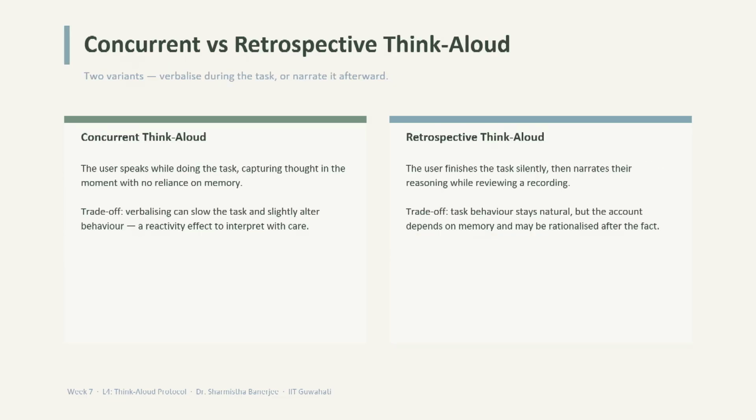So we can do think aloud concurrent as well as retrospective. When we are doing concurrent think aloud, the user speaks while doing the task, capturing thought in the moment with no reliance on memory. However, the trade-off over here is that verbalizing can slow down task performance, and it can also slightly alter the behavior because it is not normal for us to verbalize it.